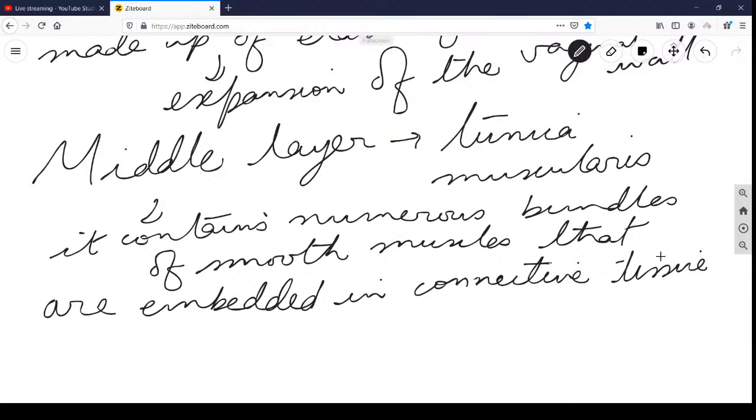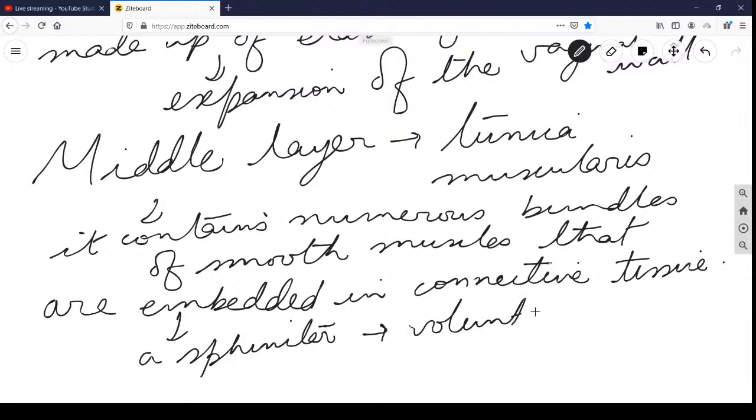There is also a sphincter of skeletal muscles at the vaginal opening, which is under voluntary control. Sphincter means valve, and it is under voluntary control.